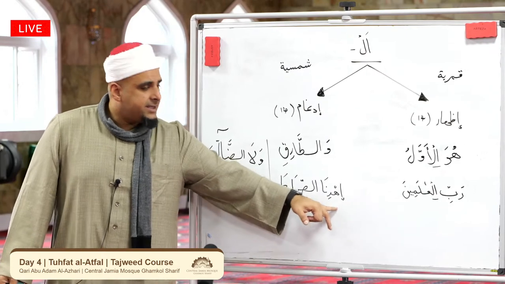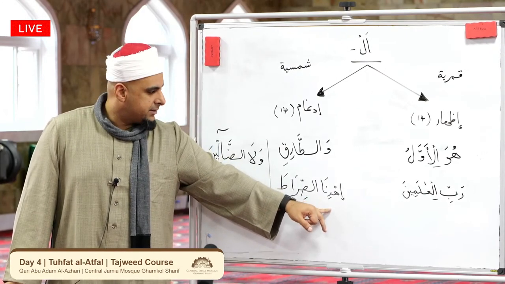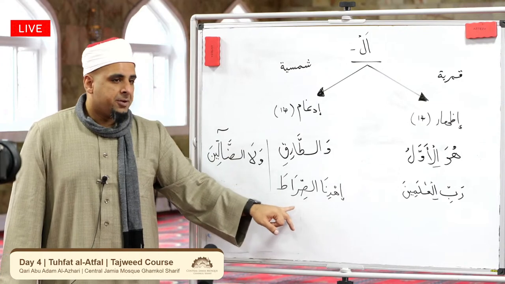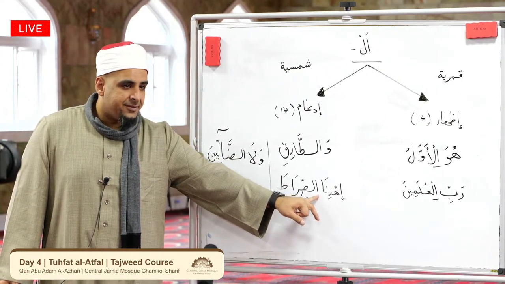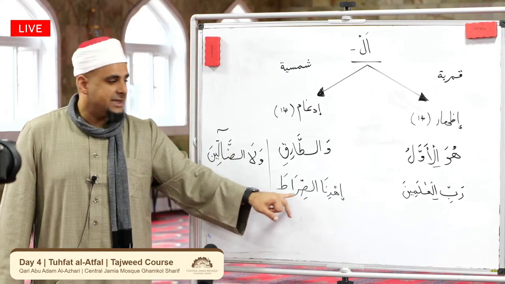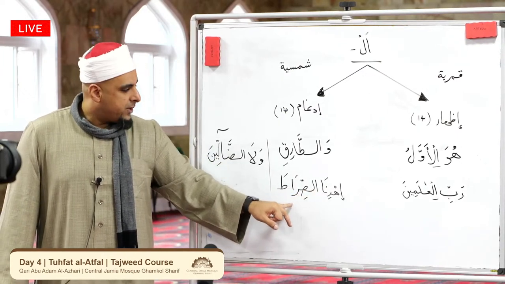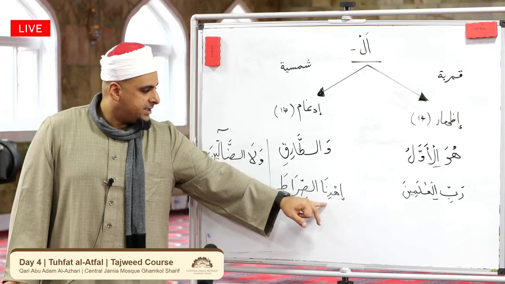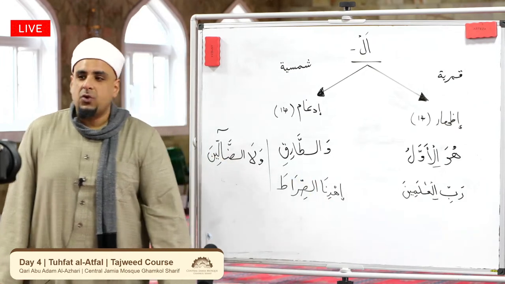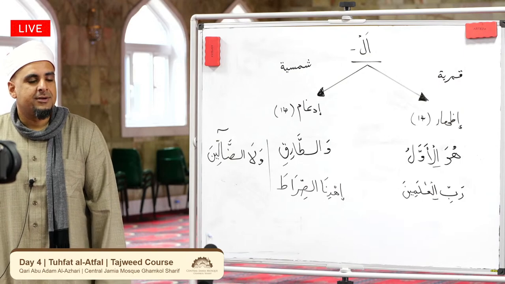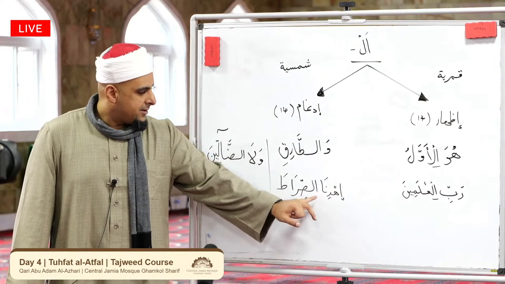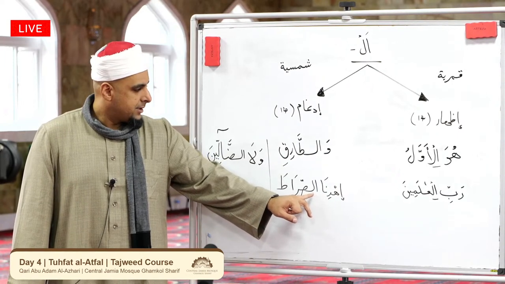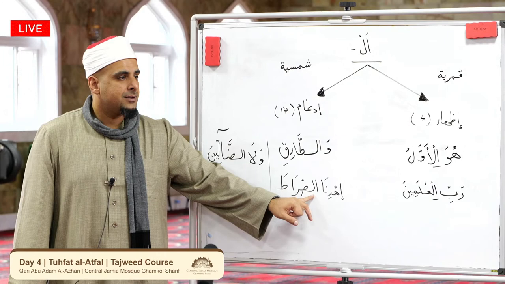Similarly here, ihdina, guide us. Upon what? As-Sirat. See how I read this now? As-Sirat, meaning the path. When I'm joining with the previous one, ihdi, the alif after the noon also drops. Why? Because look, alif is sakin. Next alif is sakin. Lam is sakin. How are you supposed to read it?